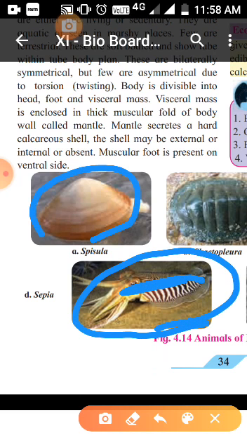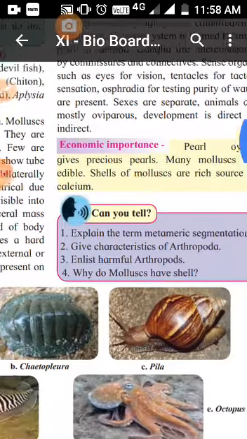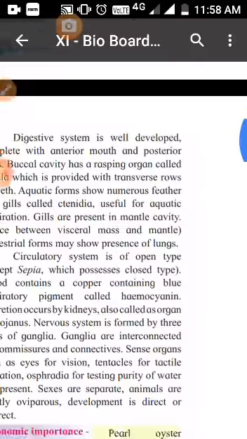So when the mantle is secreting the calcareous shell, sometimes it is external, sometimes it is internal, or sometimes it is absent. They will say that it's absent, but it is there in a smaller size. And for locomotion, they have a foot which is used for locomotion.